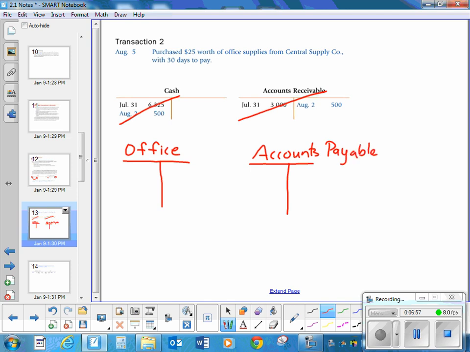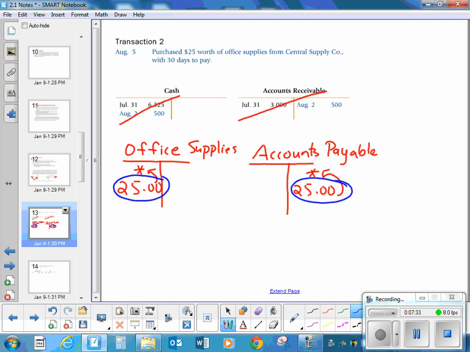Okay, office supplies, normal debit balance. Accounts payable, normal credit balance. Our office supplies is going up, so I have to put the $25 on the same side as the star. Our accounts payable are also going up $25 because now we owe more. That's how come I have to put it on the credit side, the same side as the star. And if you always want to do a check, every transaction has to have a debit part and a credit part in order for it to be balanced. And in this case, you do.